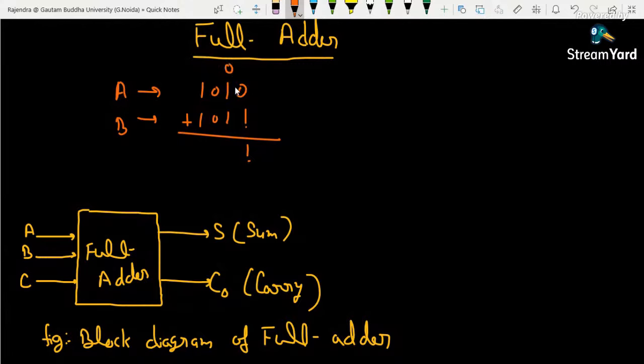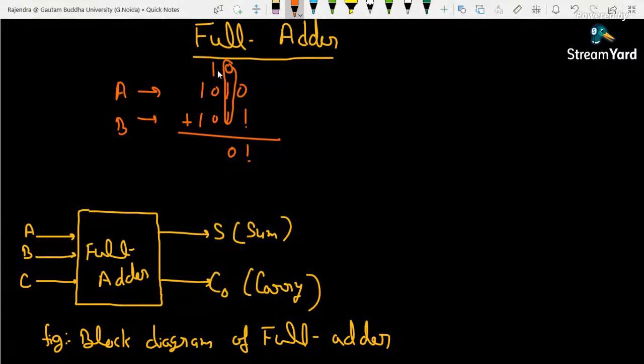At the next stage, how many bits do we have? 1, 2, 3. So here 3 bits, 3 pieces of information, are going to be added at a time. A half adder can add only 2 bits at a time. So in this situation, the half adder will fail. We cannot add here with the help of a half adder. What will the result be? See here, 0 plus 1 is 1, 1 plus 1 is 0, so again a carry of 1 is generated.